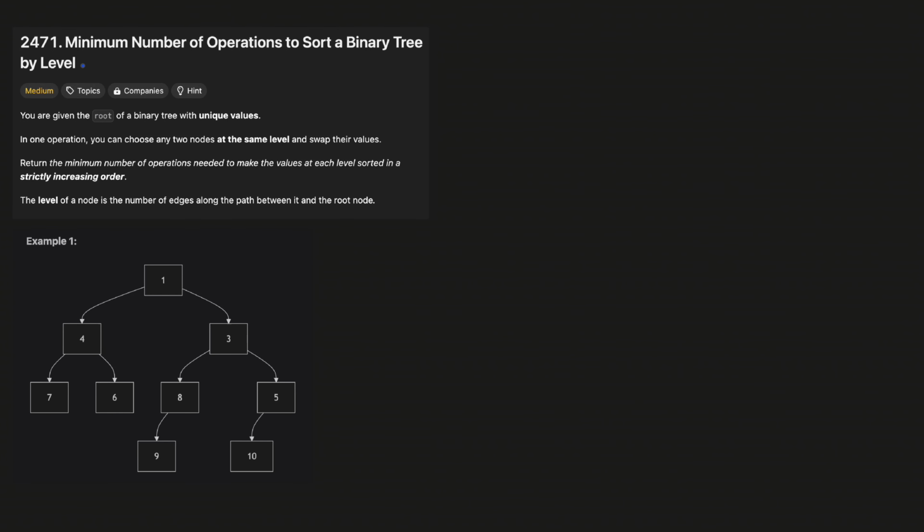Hello everyone, welcome back. Let's talk about another medium problem on Leetcode today. Minimum number of operations to sort a binary tree by label. Leetcode 2471. In this problem, we are given the root of a binary tree with unique values.